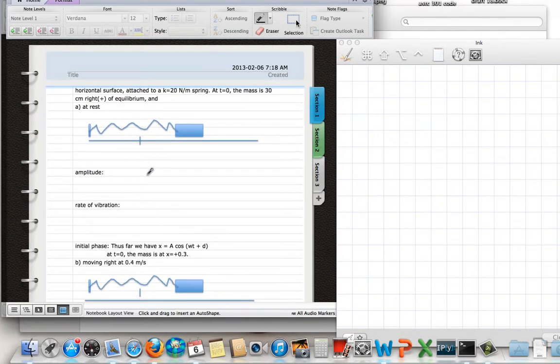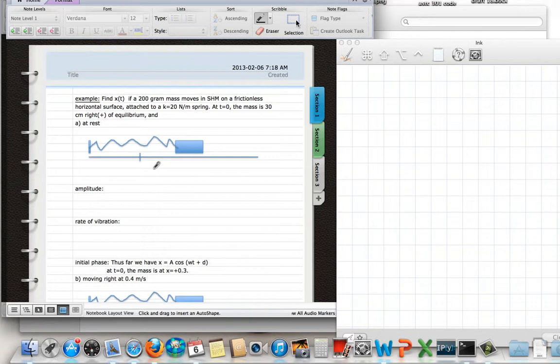All right, a couple of simple harmonic motion problems for review. So we take a 200 gram mass, it's moving in harmonic motion on a frictionless surface, it's attached to a k is 20 spring. At time 0, the mass is 30 centimeters right of equilibrium, and it's at rest.